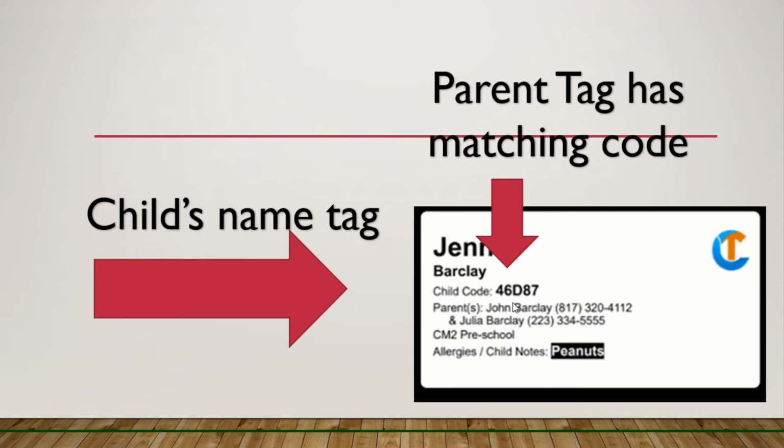It has a child code. You can see on this particular tag, this is a made-up tag, but you can see there is a number where it says child code. The parent tag is going to have the matching code. So when the parent comes, you're going to see that matching code, and we want to match up the two stickers next to each other and have the parent initial that they are taking their child. On this particular child, you can see that she has an allergy to peanuts. It is in bold so that it stands out on the card and that we don't miss it.